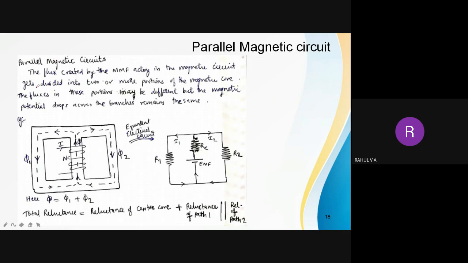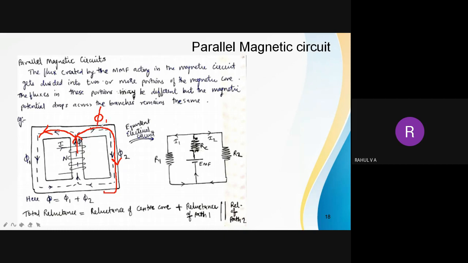Then we have discussed what is a parallel magnetic circuit. So here you can see that there is a central limb where you have wound your winding or your coil. The flux will build up from the coil and start to flow. For this particular flux, you can see in this diagram there are two paths. One way is this flux can flow like this, and another way is it can flow in this order. There are two paths.